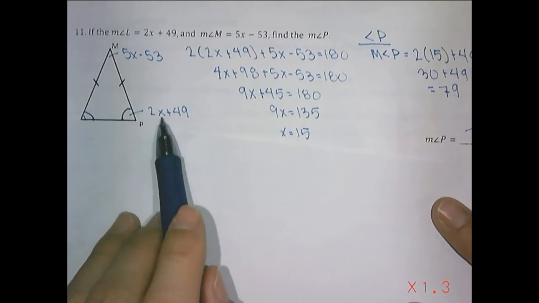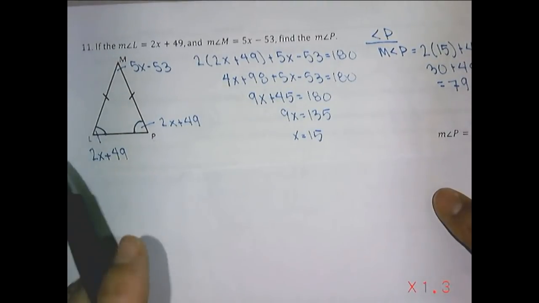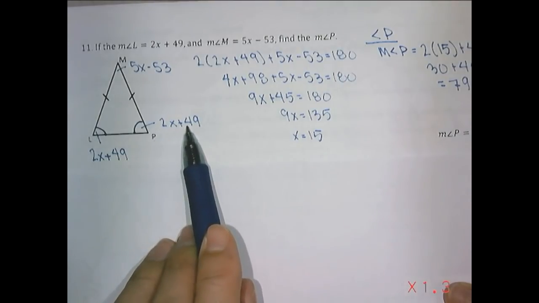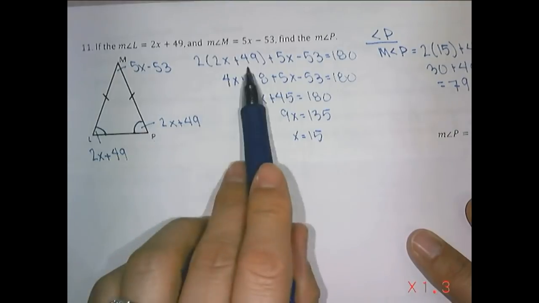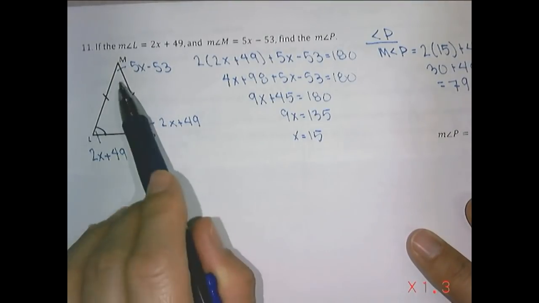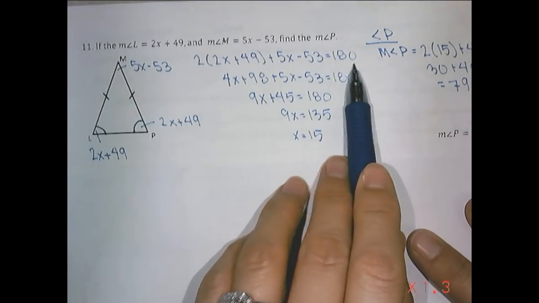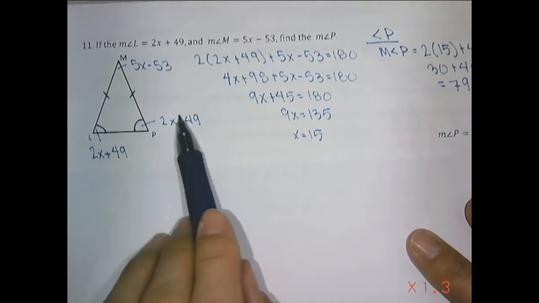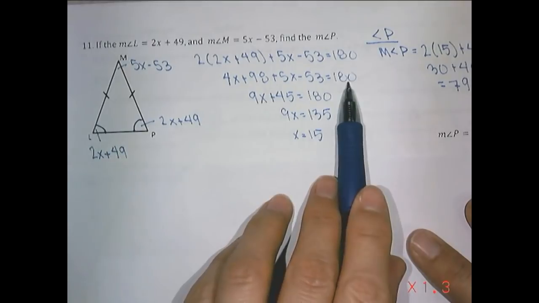So since angle L is 2x plus 49, angle P would also be 2x plus 49. So we'll take those two angles, or one of them, multiply it by 2, and then add it to the third angle and set it equal to 180. You'll end up having 4x plus 98, these two bottom angles combined, plus 5x minus 53 equals 180.